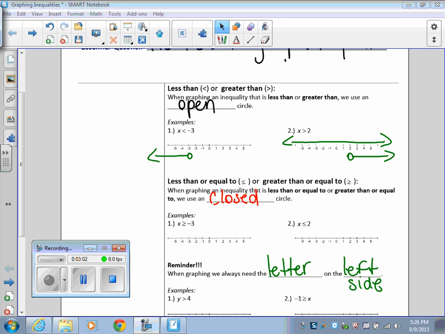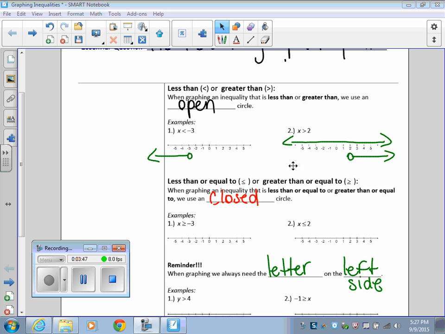Okay, ladies and gentlemen, let's look at example number 1. When we are graphing our inequality, the first thing that we do is we draw our circle on the number. The number in this particular problem is -3. So I'm going to place an open circle on -3. Now you're going to read your inequality symbol. Your inequality symbol is less than. This particular problem says x is all numbers less than -3. So your arrow goes to the left.